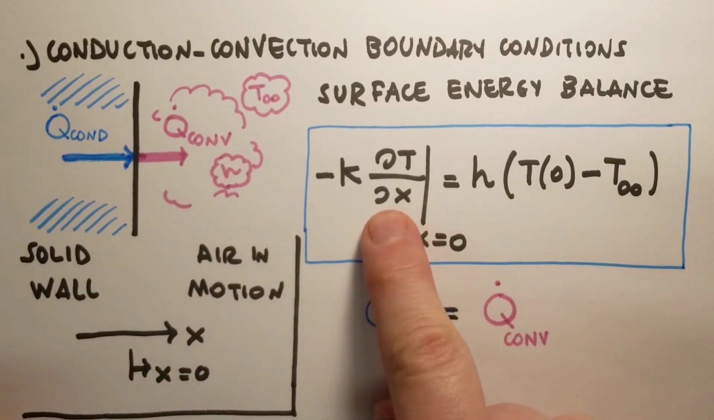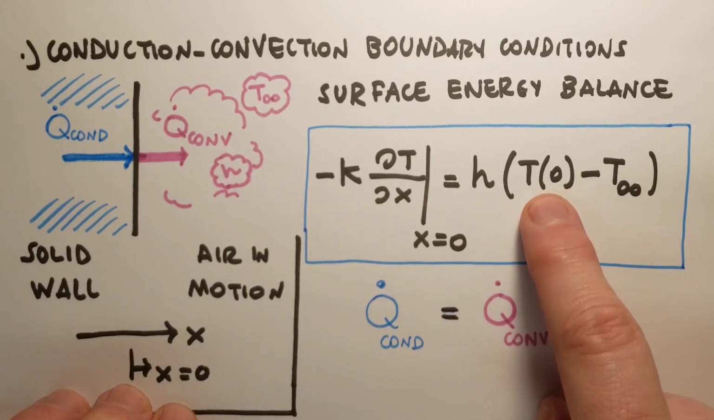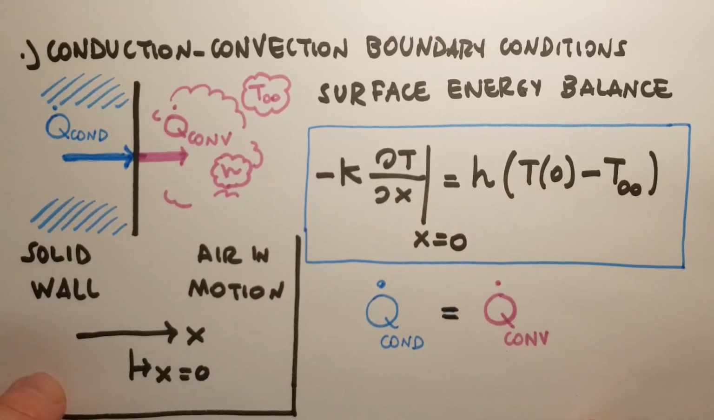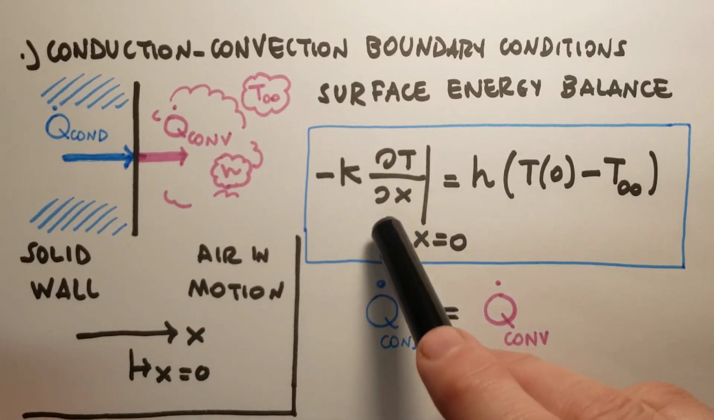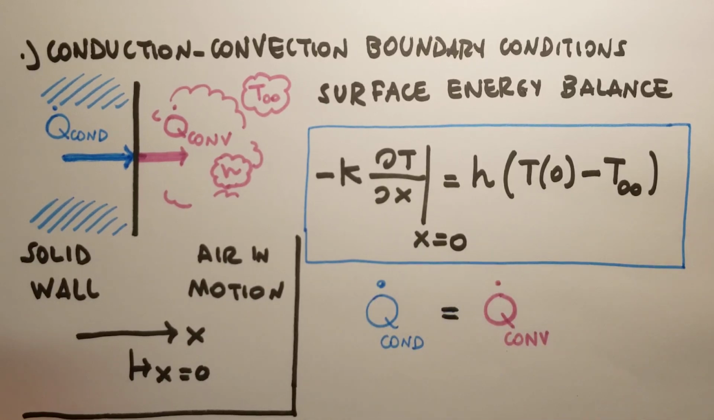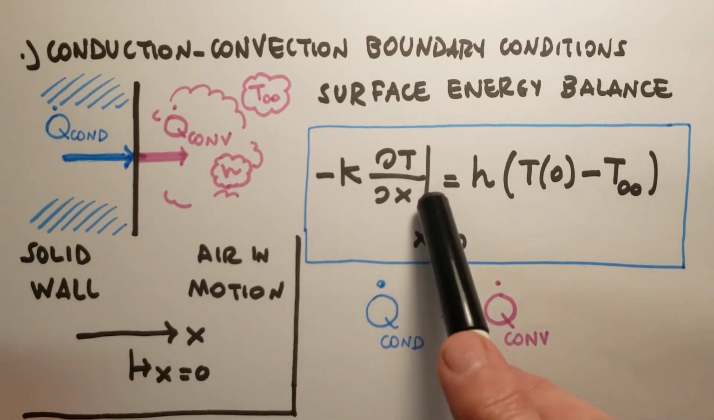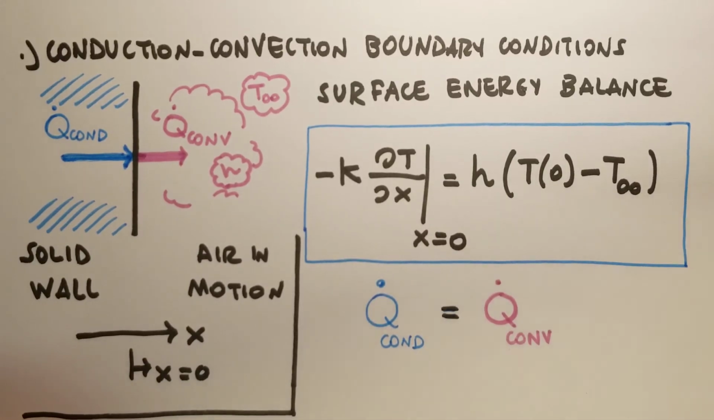So now we have a relationship between the gradient of the temperature and the temperature at that point. This is a clear example of a Robin boundary condition, also called a mixed boundary condition, where we don't know the gradient, we don't know T, but we know a relationship between them.